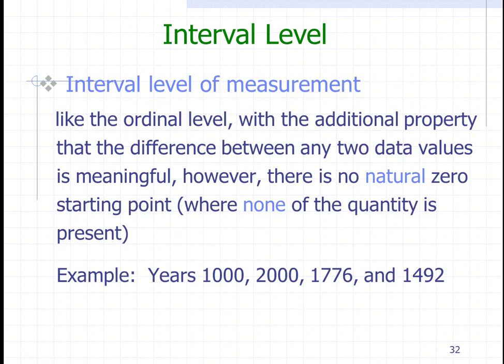Now temperature is kind of in this spot, unless we're talking about the Kelvin scale. But let's talk about Fahrenheit, which we're most familiar with. When we have 0 degrees, that doesn't mean there is no heat left. In fact, we can go below 0. So the Fahrenheit temperature scale, and the Celsius temperature scale for that matter, would be an interval level of measurement.